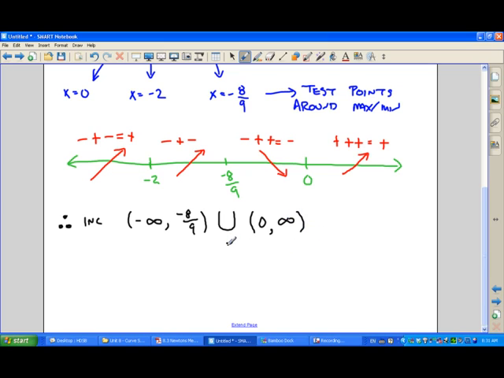Okay, I've used a special symbol here. You might not have seen it before. That's the symbol for union. You may have seen it if you've taken data management. Union, in plain English, means and. So my function's increasing between this interval and this interval. The function's decreasing, it's going down between negative 8/9 and 0.